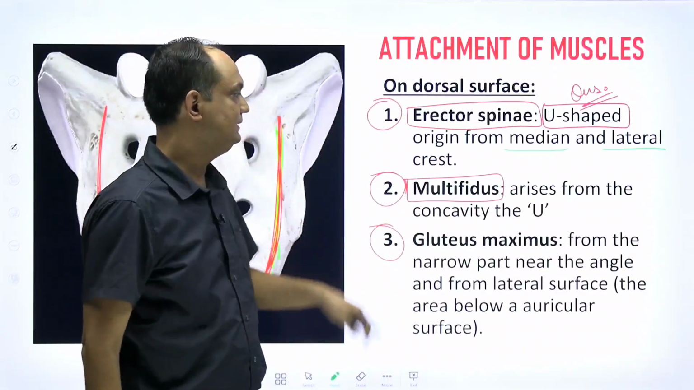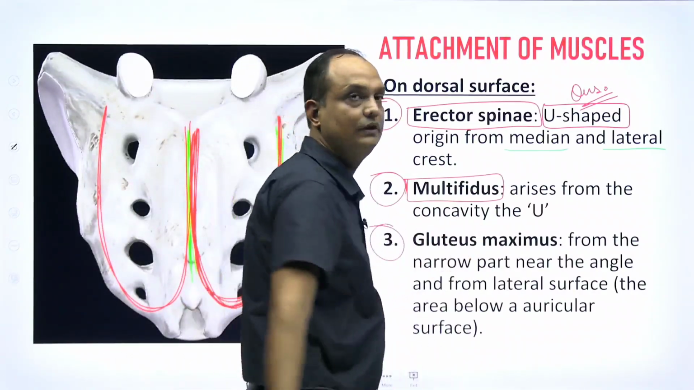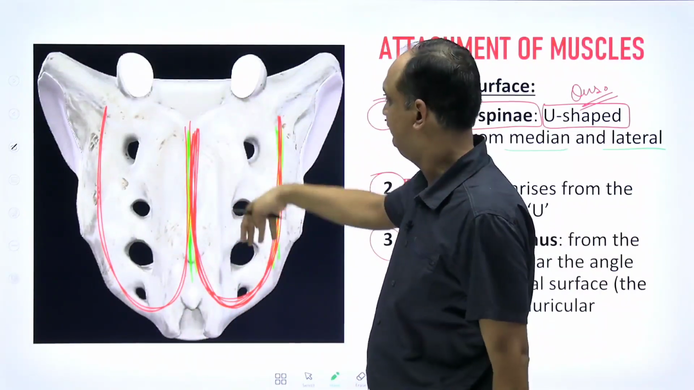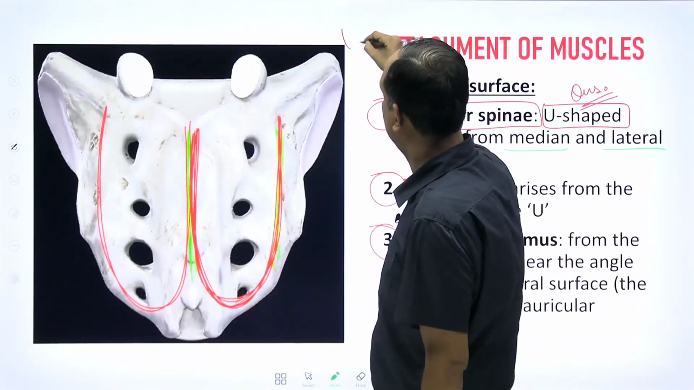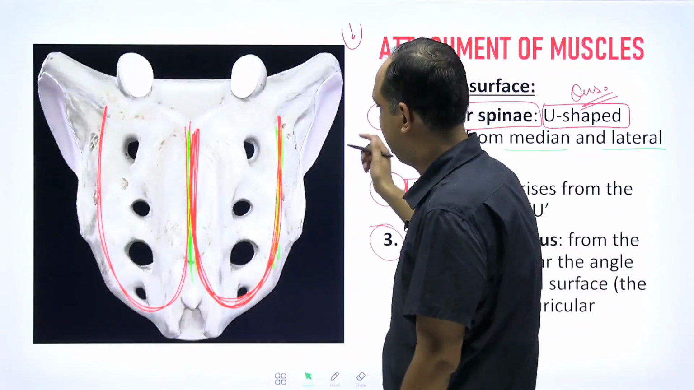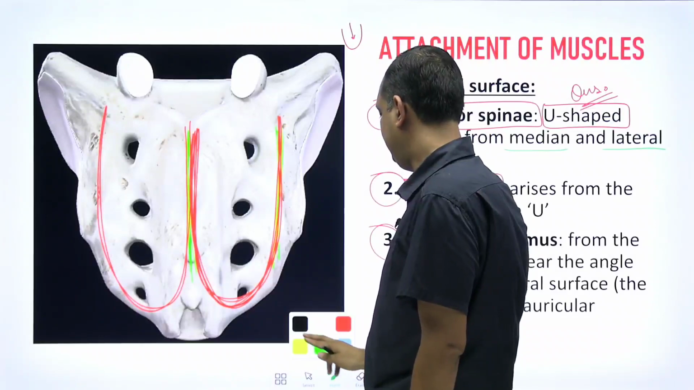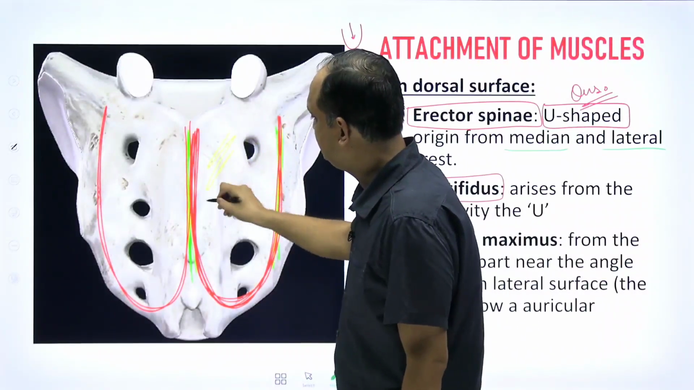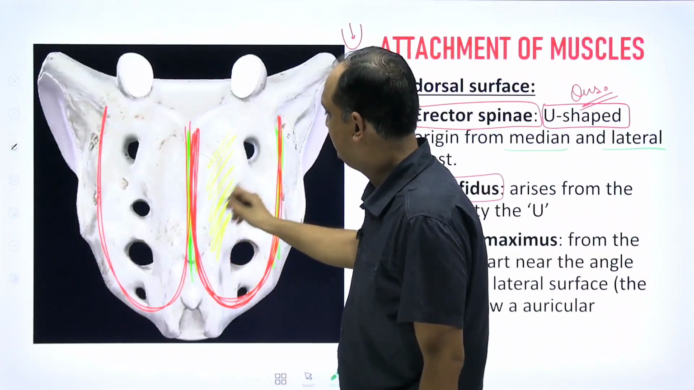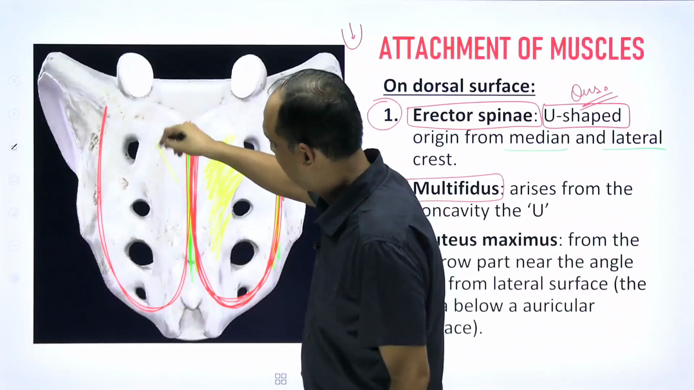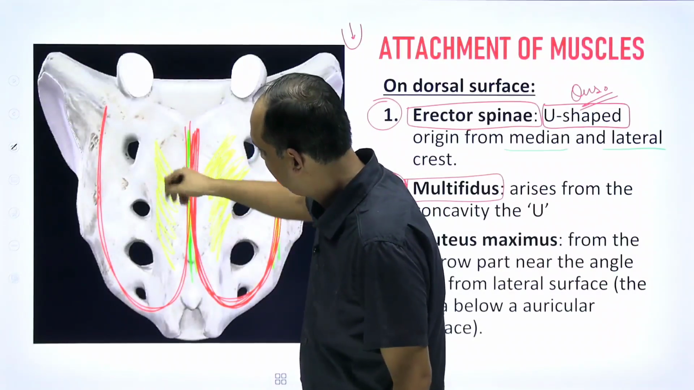Now, the multifidus arises from the concavity of the U. Here you can see that this is the U which has a concavity. This U itself has a concavity inside, and this concavity is occupied by another muscle that arises from this part, and this is known as multifidus. So, multifidus is basically arising from areas on the dorsal surface here.